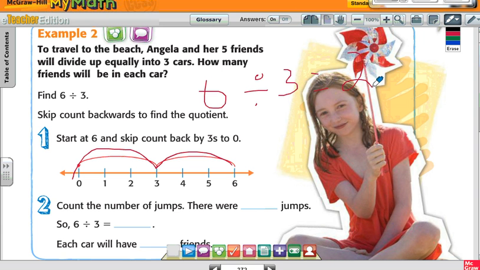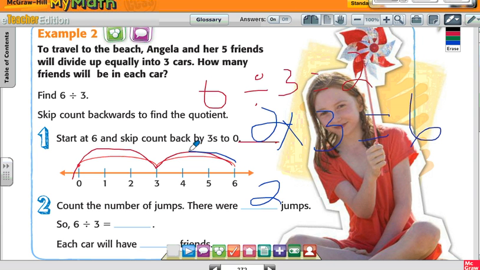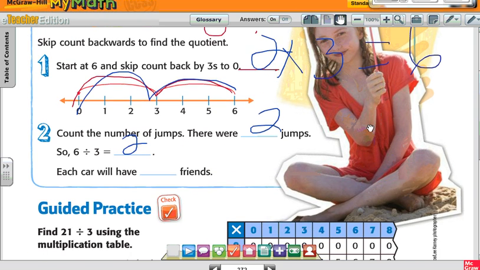Or you could also say, well, one number times 3 gives me 6. 2. Right? So count the number of jumps. There were 2 jumps. 1, 2. So 6 divided by 3 is 2. So how many people were in the car? Just 2 of them.